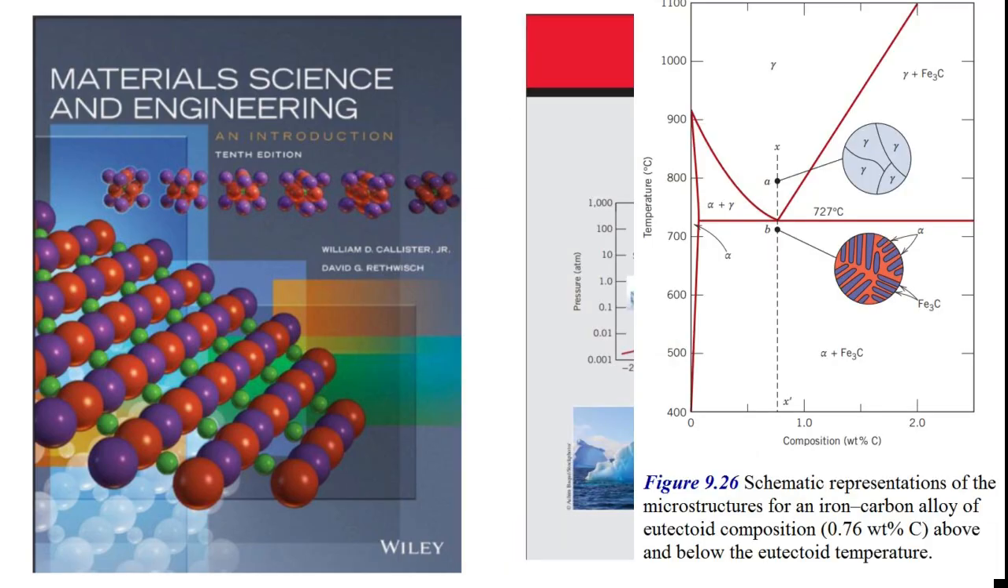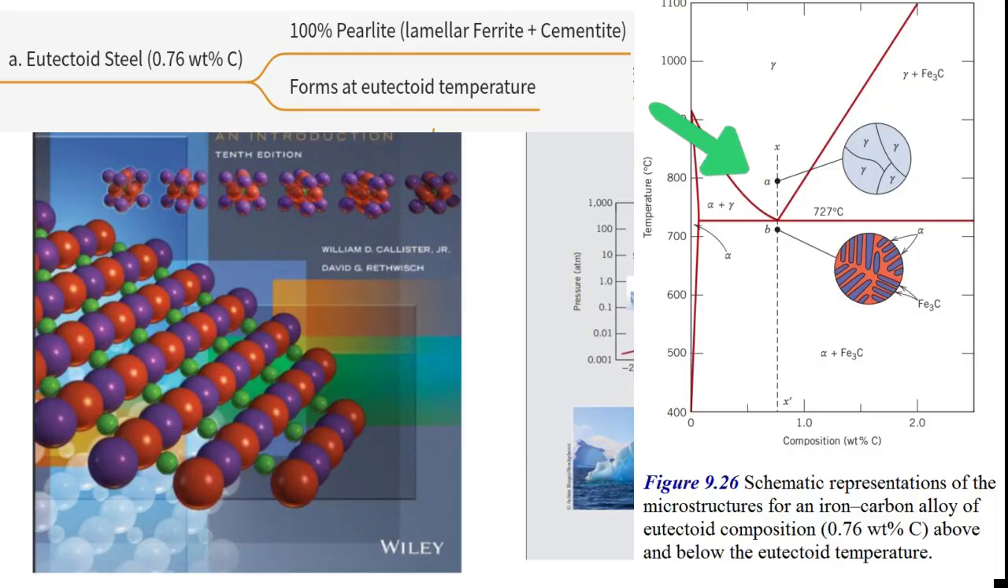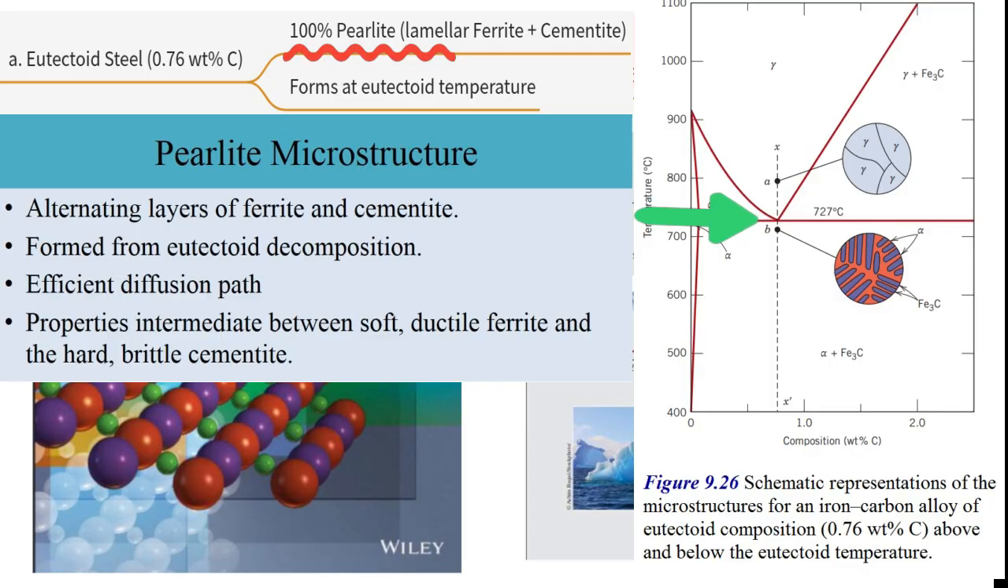Path X. We start hot up in the austenite phase field, point A. It's all uniform austenite grains. Then we cool it very slowly. As it cools down and hits exactly 727 C, the eutectoid temperature, point B, the transformation happens. Right. But the austenite doesn't just turn into separate random blobs of ferrite and cementite. Instead, the entire volume of austenite transforms into a unique, layered microstructure. We call it pearlite.